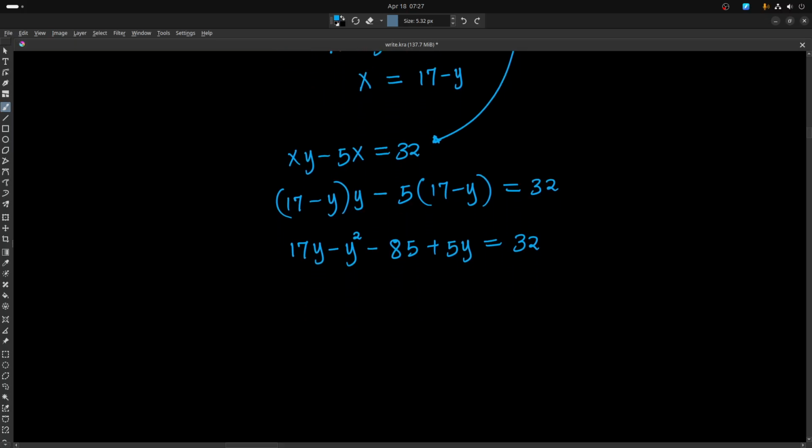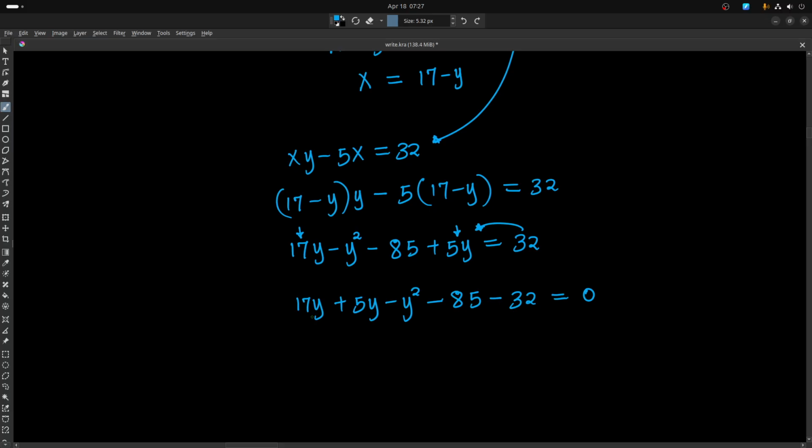Now we can collect the like terms together. So here we have 17y, and then we also have 5y here. So this is the same as writing 17y plus 5y, and then we have the minus y squared. We have minus 85, and then let's bring this 32 to the left side. So when it comes to the left, it becomes minus 32, and all of this is now equal to 0.